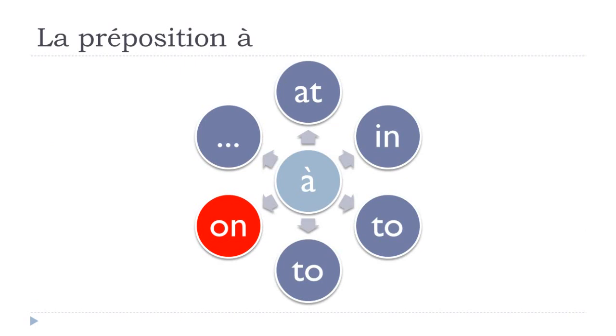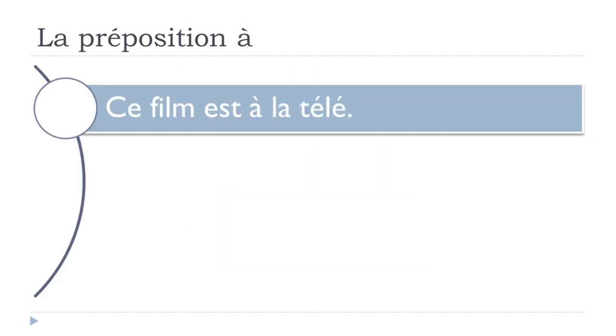Another possibility would be the concept of this on. Okay, so let's see a few examples here. Ce film, this movie, est à la télé. Okay, on TV, à la télé. Okay, we've got this à here and then la télé. So télé, of course, it's for télévision. Okay, but in most of the cases, we don't use in French this télévision, the full word. We just use this télé word. Okay, ce film est à la télé.